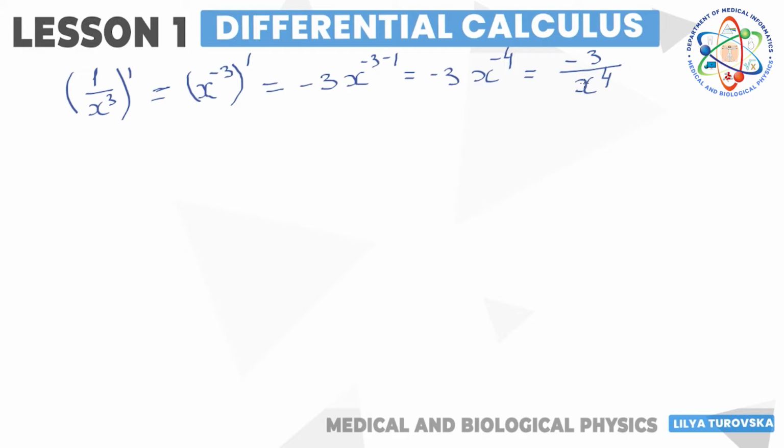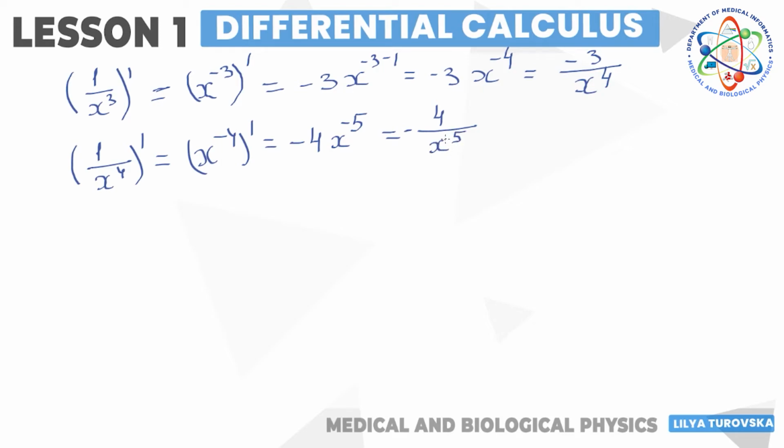One more example. 1 over x to the 4th power. Again, we rewrite it and we get x to the minus 4. The derivative of x to the minus 4 gives us minus 4 x to the minus 4 minus 1, which is negative 5. And we bring the negative 5 to the denominator, and we just get x to the 5th power. So the answer is minus 4 over x to the 5th power.